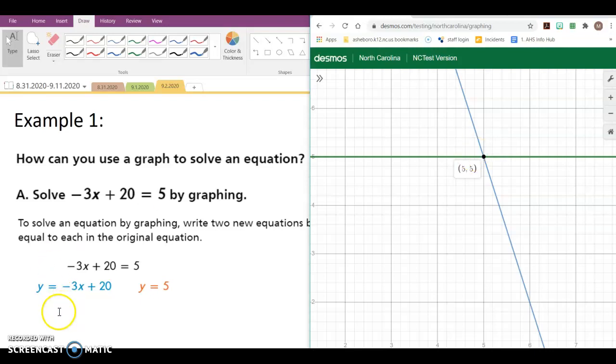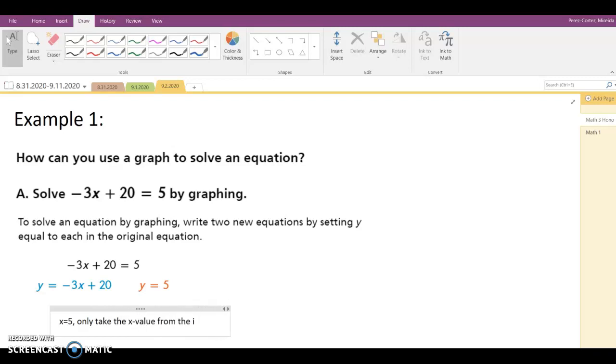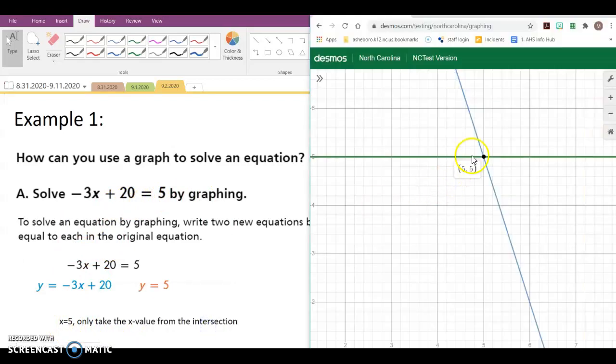So what's the solution to this? Well, technically we're solving for x. So x equals 5, because you only take the x value from the intersection, because you're interested in solving for x. This is negative 3x plus 20 equals 5. You're solving for x. So in this example, it was just x.